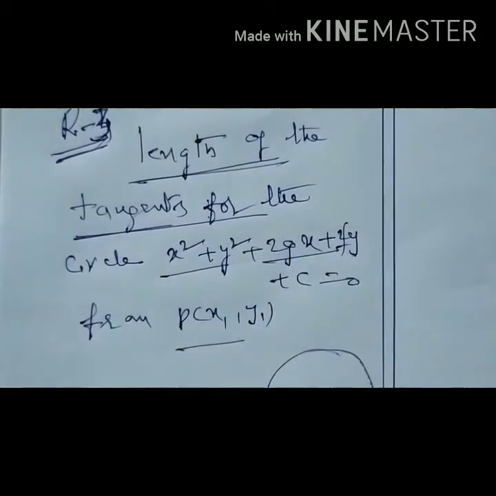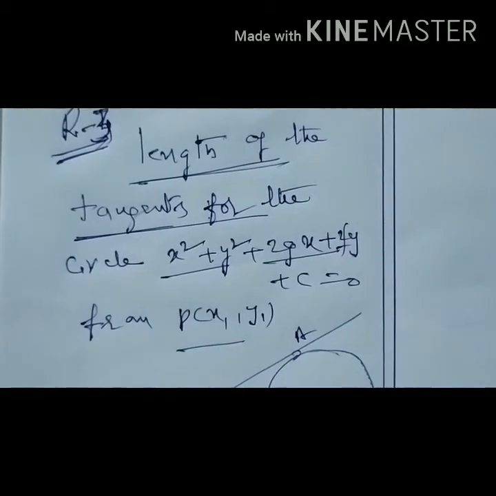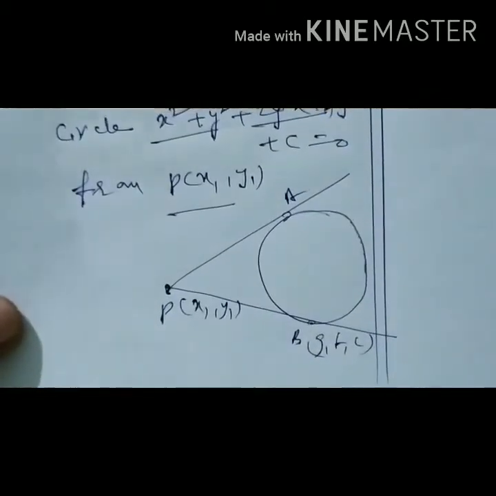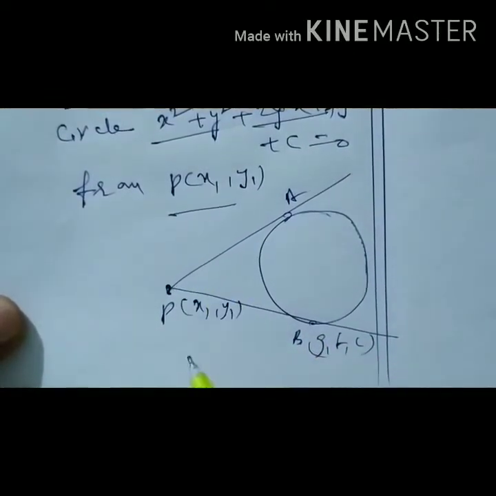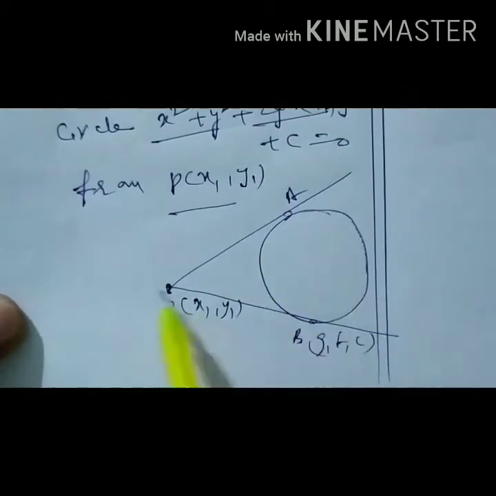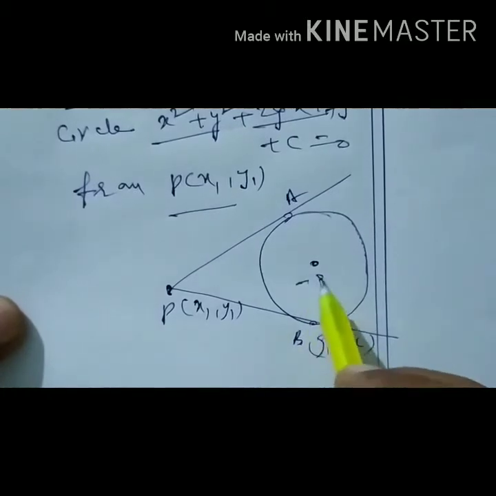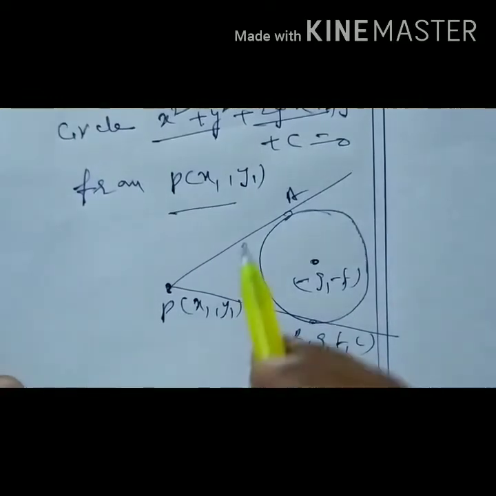You can draw two tangents as shown in the figure, PA and PB are the two tangents. S equal to 0 is the circle, P is an exterior point to the circle. From P we can draw PA and PB, the two tangents to the circle. And the center of the circle here is (minus g, minus f). Now we need to find out the length of the tangent.